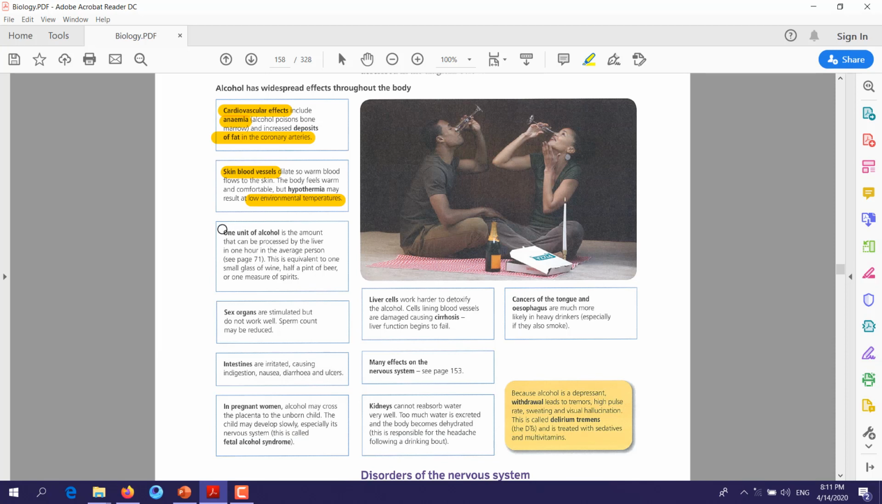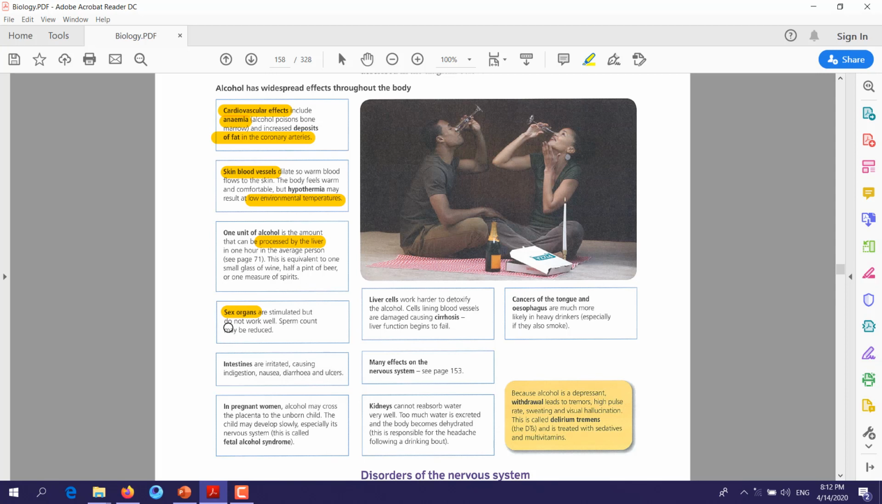Then, 1 unit of alcohol. What do you mean by 1 unit of alcohol? It is what our body is able to process of the alcohol that we drink. Okay, so when you drink alcohol, it goes to your liver. Your liver has a capacity, a specific limit of processing this alcohol. So if you drink a lot, then your liver will not be able to process all of this alcohol.